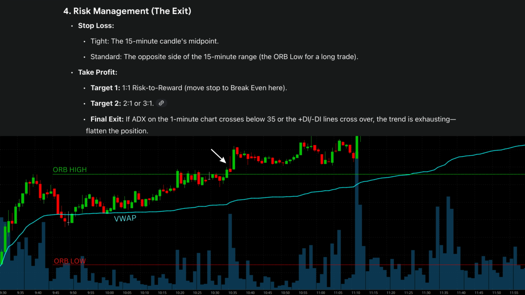4. Risk management. The exit. Stop loss. Tight. The 15-minute candle's midpoint. Standard. The opposite side of the 15-minute range. The ORB low for a long trade. Take profit. Target 1-to-1 risk to reward. Move stop to break even here. Target 2-to-1 or 3-to-1. Final exit. If ADX on the 1-minute chart crosses below 35 or the plus DI/minus DI lines cross over, the trend is exhausting. Flatten the position.